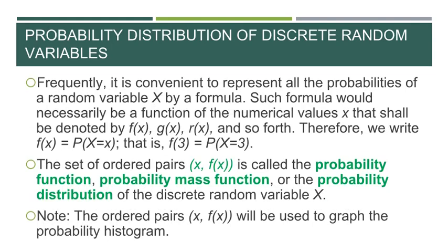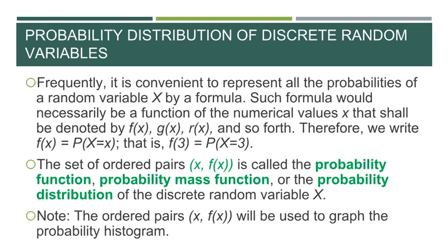Frequently, it is convenient to represent all the probabilities of a random variable x by a formula. Such a formula would necessarily be a function of the numerical values x that shall be denoted by f as a function of x, or read as f of x, g of x, r of x, and so forth. Therefore, we write f of x equals P of the random variable X equals lowercase x. Say for example, if we want to know the probability of the random variable x when it equals 3, we denote f of 3 equals the probability of X equals 3. The set of ordered pairs x and f of x is called the probability function, probability mass function, or the probability distribution of the discrete random variable X.